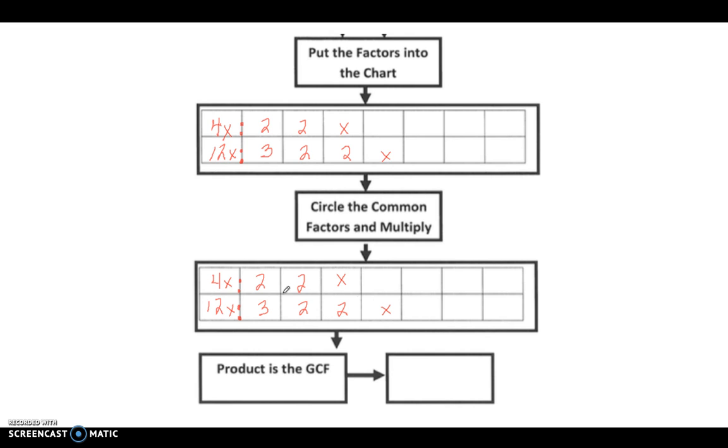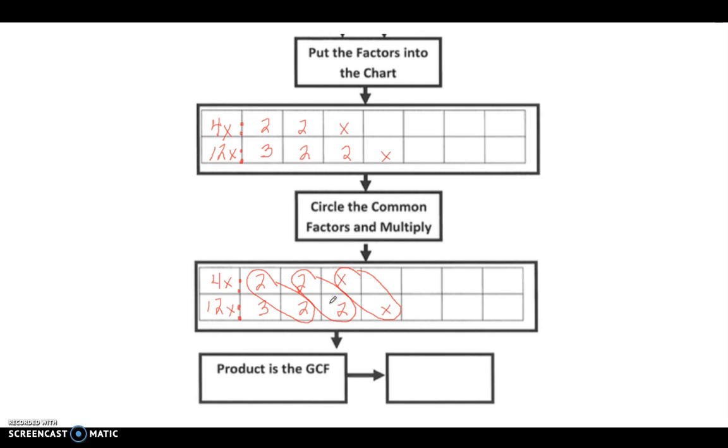So here, what we want to do is circle the common factors. And this is pretty easy to see. We have a 2, and that matches up with the 2 down below. So those are common factors. And we also have another group of 2. Those are common. And the last thing we have in common is our x's.